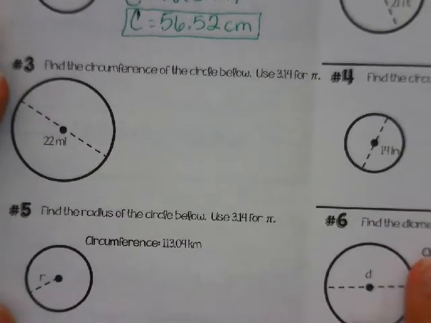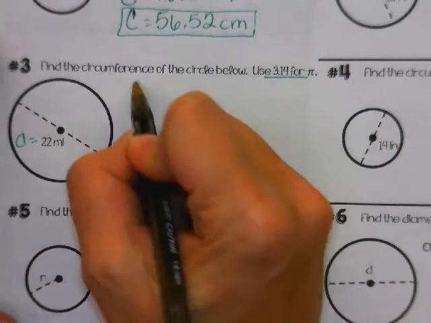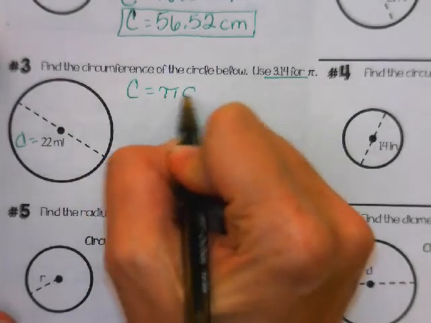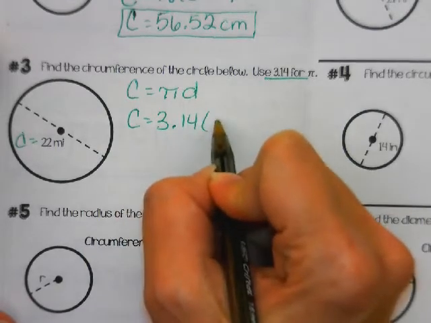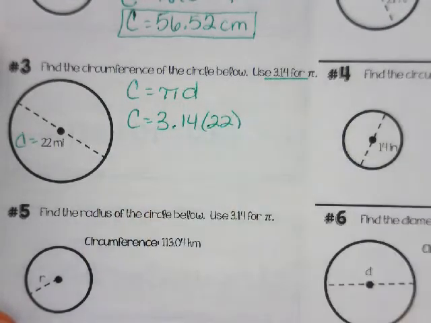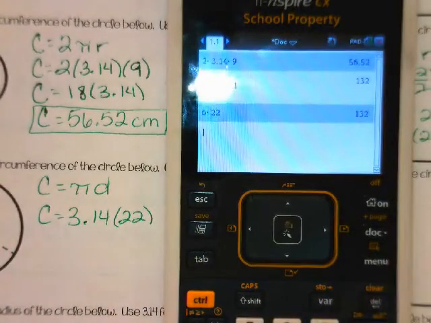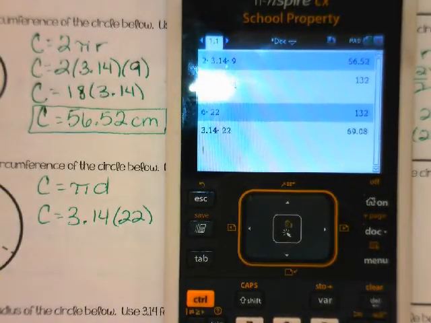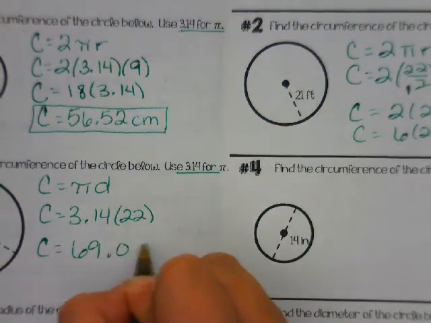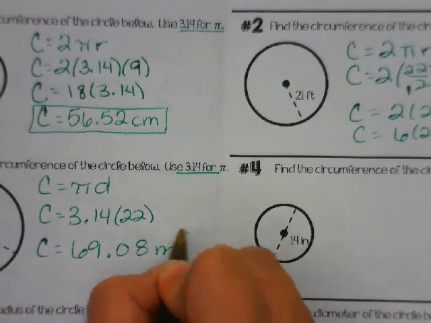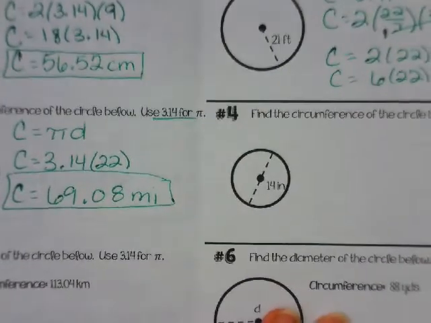So what happens when we have a diameter? Okay, this is a diameter. So we are now going to use pi times d. So C is equal to 3.14 times 22. You can set that up for me. You're good to go. 3.14 times 22 is 69.08 miles. If you do not have units, you will lose points, so please be very specific.